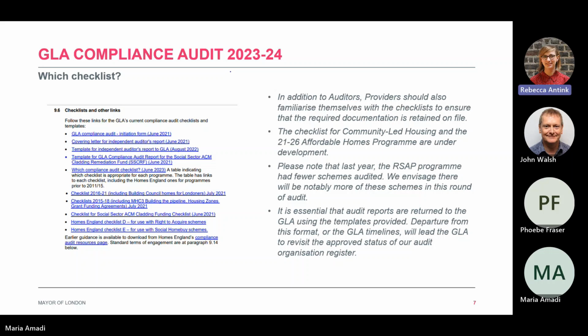Different GLA funding programmes have different checklists. So this year there are 6. There are more RSAP schemes being audited this year, so do please be prepared for that. And in advance of next year, just be aware that we are in the process of putting together the checklist for community-led housing and the new 21-26 Affordable Homes programme in anticipation of delivery programmed for next year.